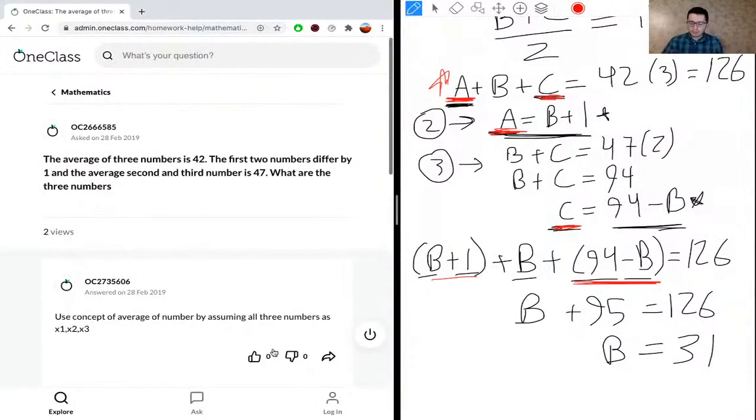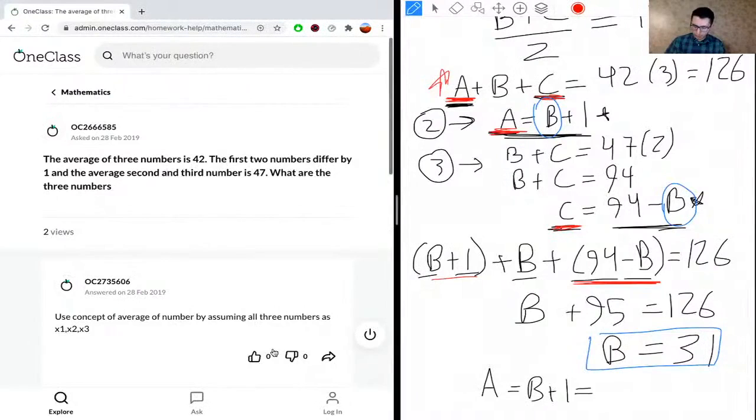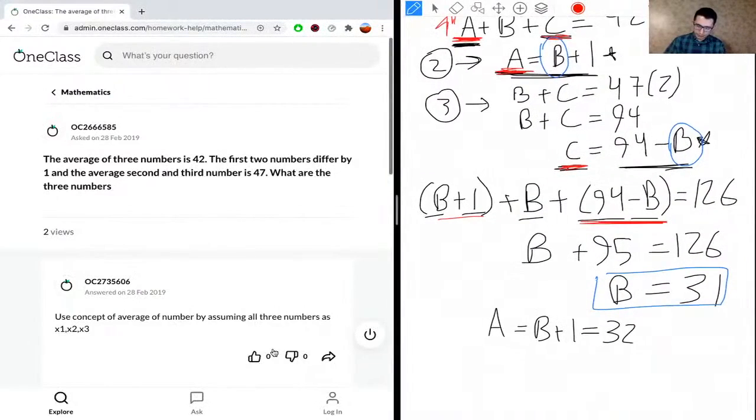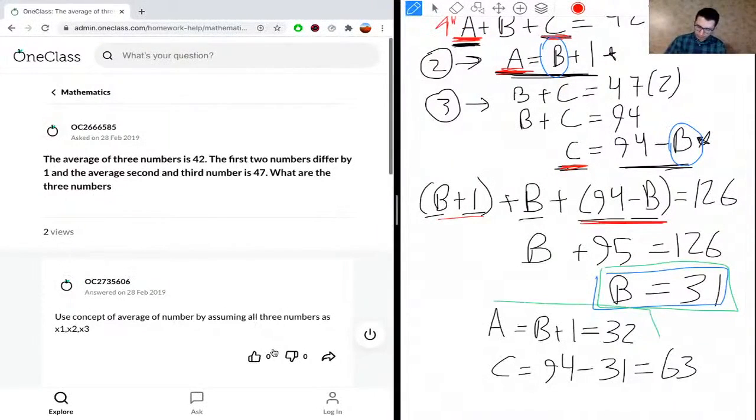So now that we have the value of B, we'll substitute B over here and over here to find the values of A and C. We know A equals B plus 1, so this should give us 32. And then C equals 94 minus B, which is 94 minus 31, and this should give us 63. So we know that the answer is B equals 31, A equals 32, and C equals 63.